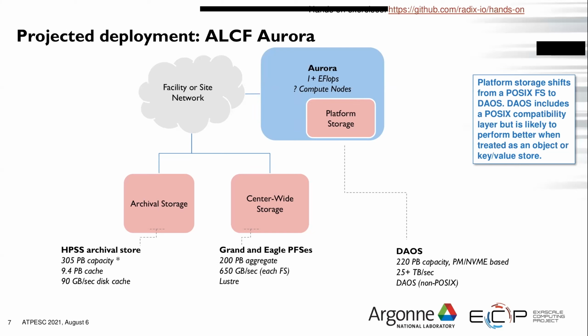So that's going to take the place of having embedded storage, just blurring the lines between platform storage and embedded storage. The center-wide systems will stay the same. We'll still have the Grand and Eagle file systems. They've been built with Aurora in mind, and we'll still have the same archival storage system.